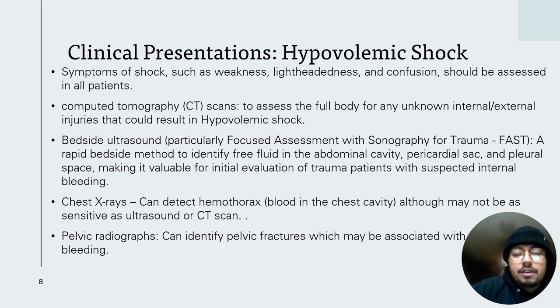Chest X-rays are really good and timely as well. They can detect any hemothorax, or blood in the chest cavity, although they may not be as sensitive as ultrasound or CT scans. Pelvic radiographs can identify pelvic fractures, which may be associated with internal pelvic bleeding as well. In the next slide, we'll see certain examples and images of that.